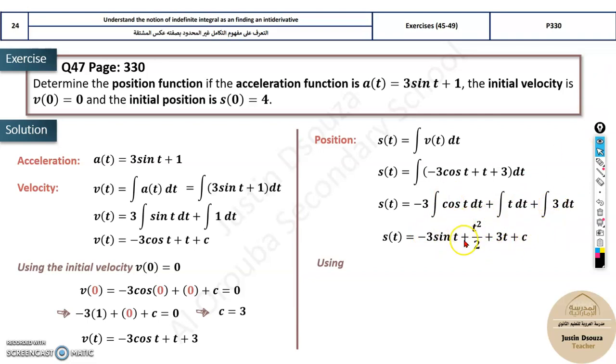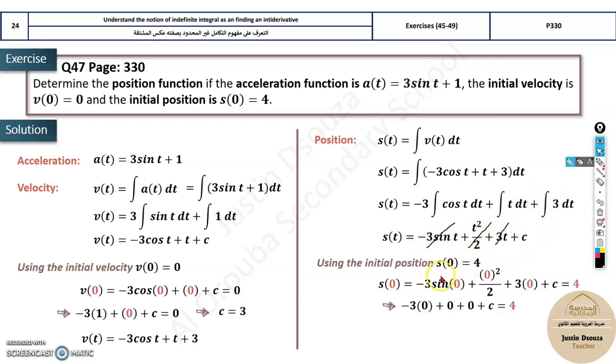Now again you need to put everywhere, wherever t is there, 0. See now sine t, sine 0 is 0, this is 0, this is 0. So c value will be equal to 4. So the final answer over here will be minus 3 sine t plus t squared by 2 plus 3t plus 4. That is it. That is the position function.